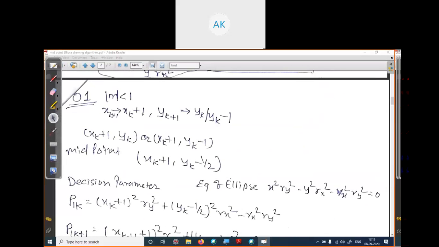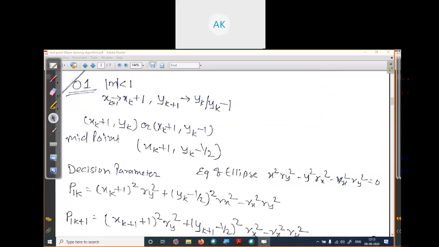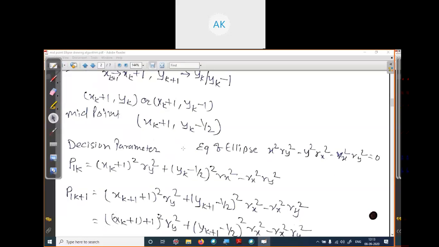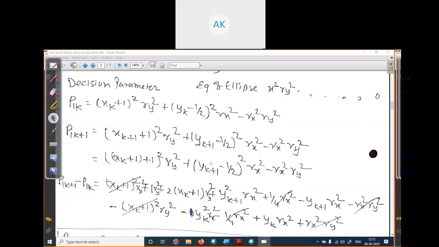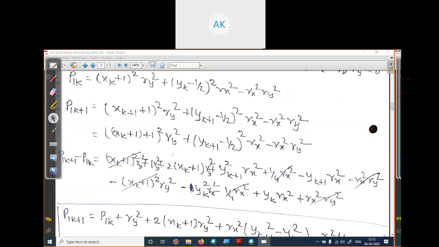So we have calculated our decision parameter. For calculating the decision parameter, we just put the value of the midpoint. We calculate two possible points, and then find the midpoint of these two possible points. We put this value into our ellipse equation and calculate our decision parameter. First, we calculate our initial decision parameter, then we calculate our next decision parameter.